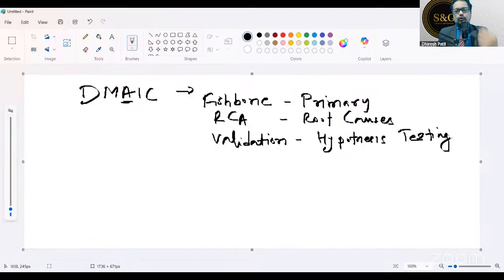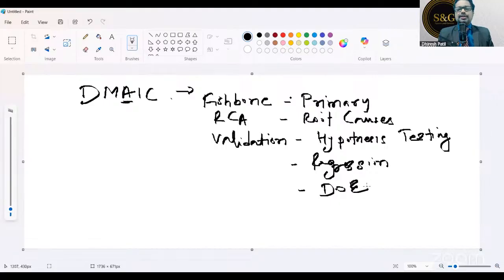Okay. So fishbone, RCA, hypothesis testing, and then it comes to regression, right? Regression and design of experimentation. All these are types of validation. What is validation?